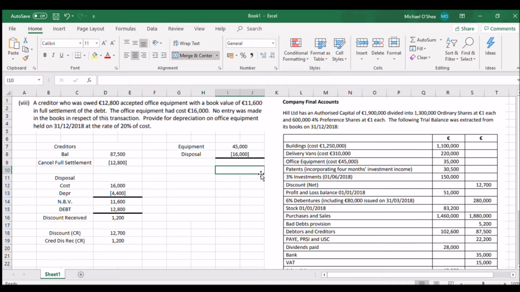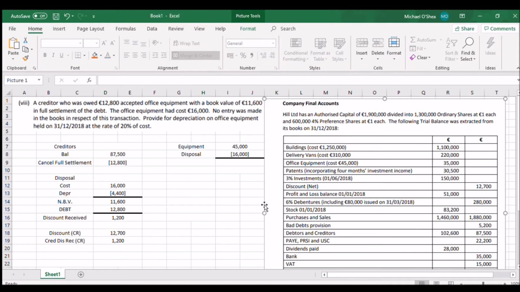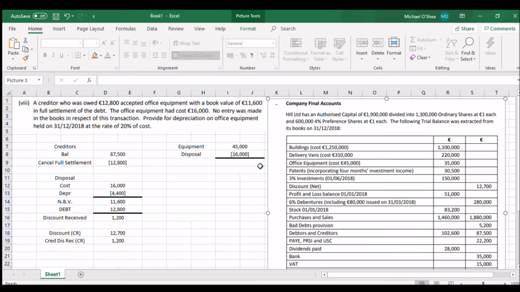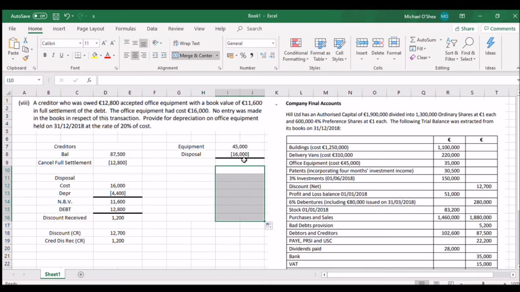Okay, so 29,000 is left. That is going to go into my balance sheet cost. That's my cost of equipment. Okay, what's left in my equipment? Well, I've done my disposal, I've done my equipment account. Just like any other question where they're talking about a disposal, you've multiple accounts to do.